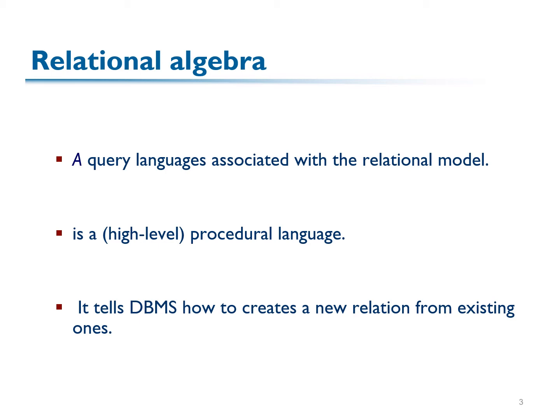There are five fundamental operations in relational algebra: selection, projection, Cartesian product, union, and set difference. These perform most of the data retrieval operations that we are interested in. In addition, there are other operations like join, rename, and so on, but we are not going to focus on them in this lecture.